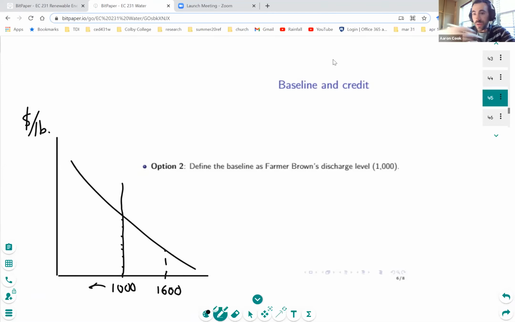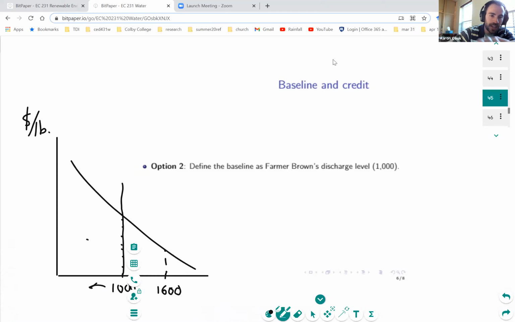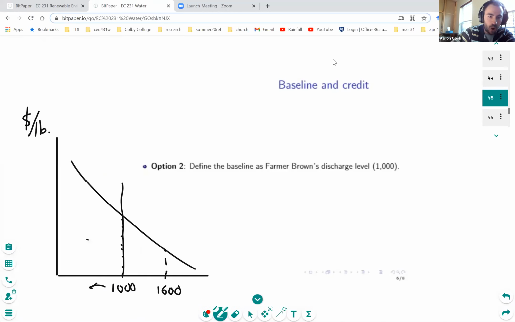He's already at 1,000, so he's well on his way to being able to generate credits to sell and make some money off of his conservation. James Harden, on the other hand, has to, even before he can generate credits, incur all of these costs to get from 1,600 to 1,000. He has to incur all of this cost.